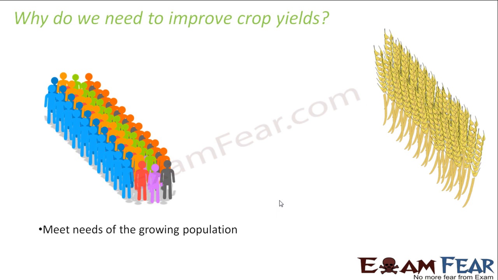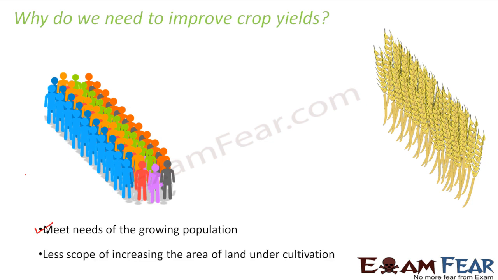That means the amount of crop that is being produced should also increase. Otherwise, it will not be able to meet the demands of the growing population. Right? So that is one important reason why we need to improve our crop yields. Now, another thing is, you might think that, okay, fine, if we want to increase the crop production, let us put more land under cultivation.